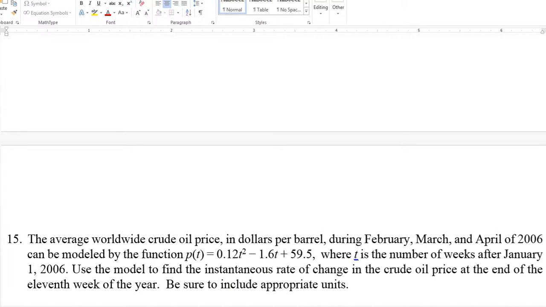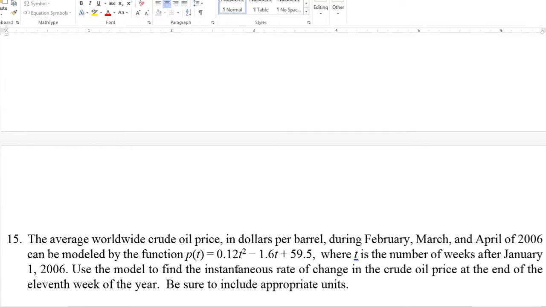Okay, now let us do a few problems where, as part of the steps at least, we'll be finding a derivative formula. So for example, let's do this application here. The average worldwide crude oil prices in dollars per barrel during February, March, and April of 2006 can be modeled by the function P of t equals 0.12 t squared minus 1.6 t plus 59.5, where t is the number of weeks after January 1, 2006. Use the model to find the instantaneous rate of change in crude oil prices at the end of the 11th week of the year. Be sure to include the appropriate units.